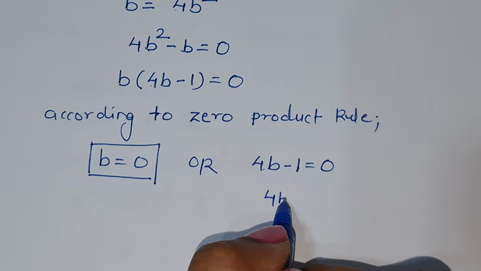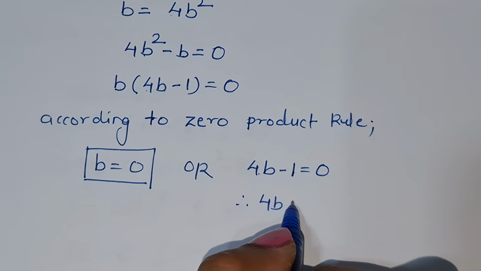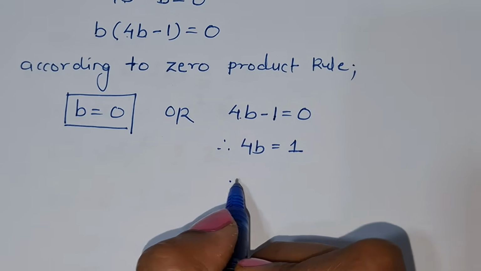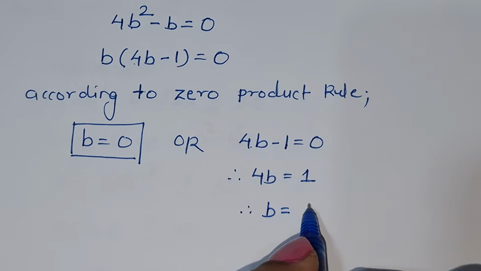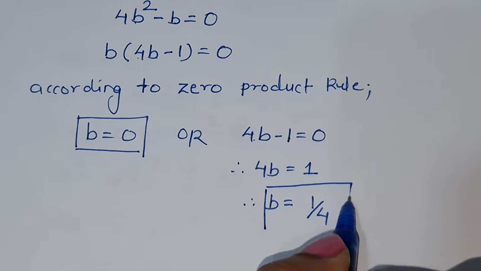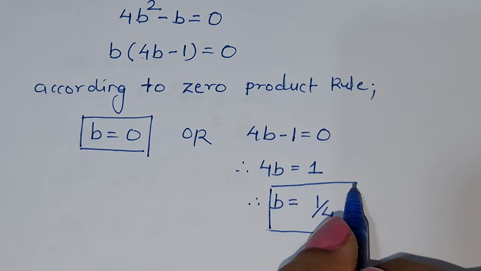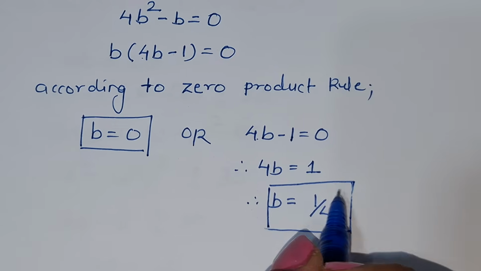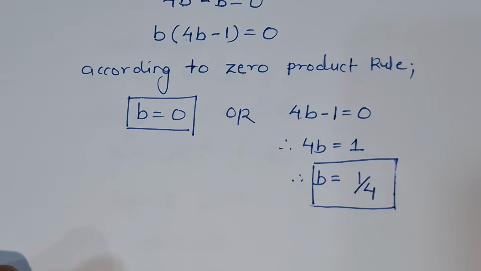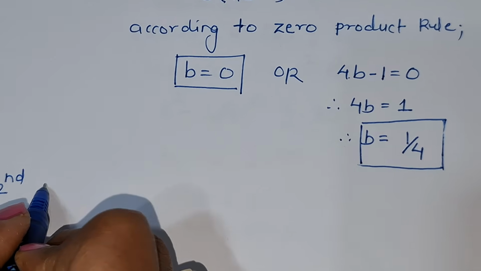So we can say therefore 4b is equal to 1, right? 4b is equal to 1, therefore b is equal to 1 by 4. This is the solution for this equation, that is b is equal to 1 by 4. Now we are solving this equation using the second method. So let's see the second method.